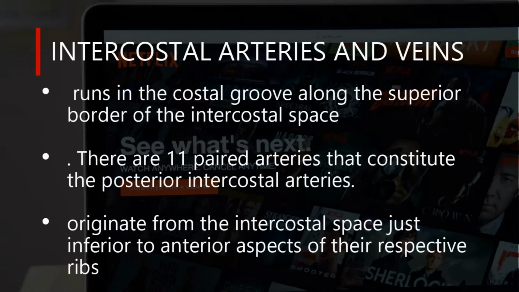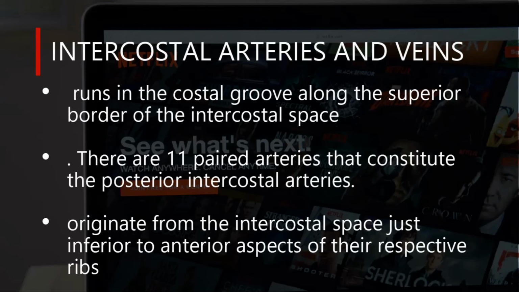Intercostal arteries and veins. So what is an artery? The artery is the blood vessel that delivers oxygen-rich blood from the heart to the tissue of the body. Each artery is a muscular tube lined by smooth tissue.